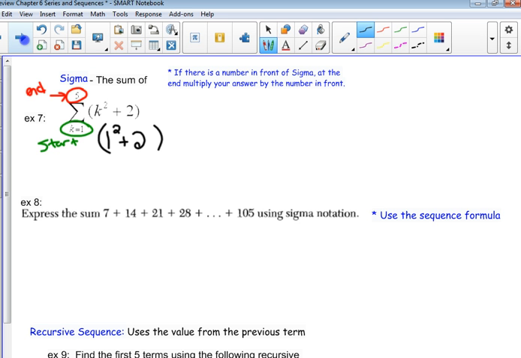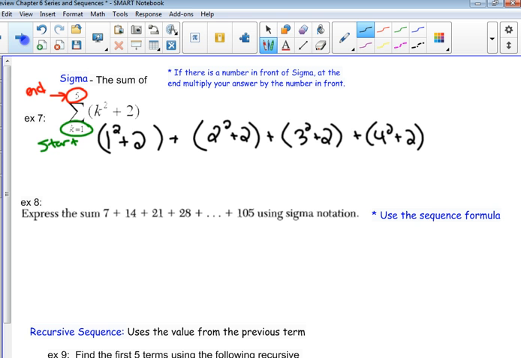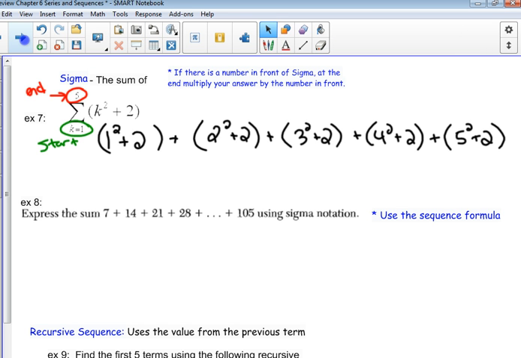Do you guys remember what operation goes between them? Addition. Adding, yep. Okay. So once you plug a 1 in, what's going to come next? 2, good job. 2 squared plus 2. Right? 3 squared plus 2. And then we have 5 squared plus 2. Make sure again, PEMDAS is going on in here. Exponent first, and then you can add.